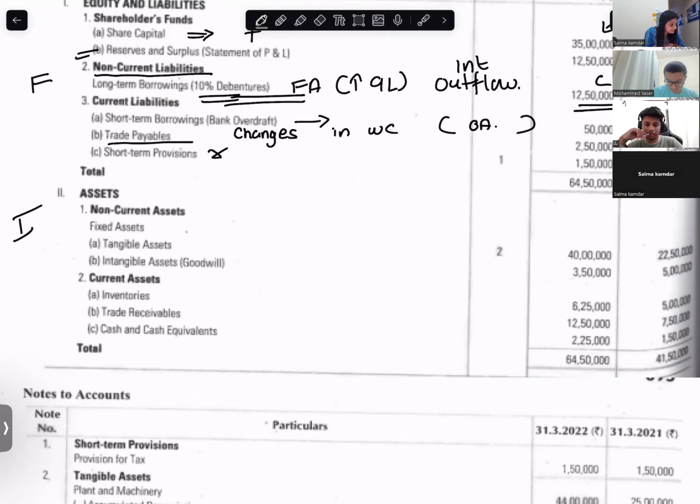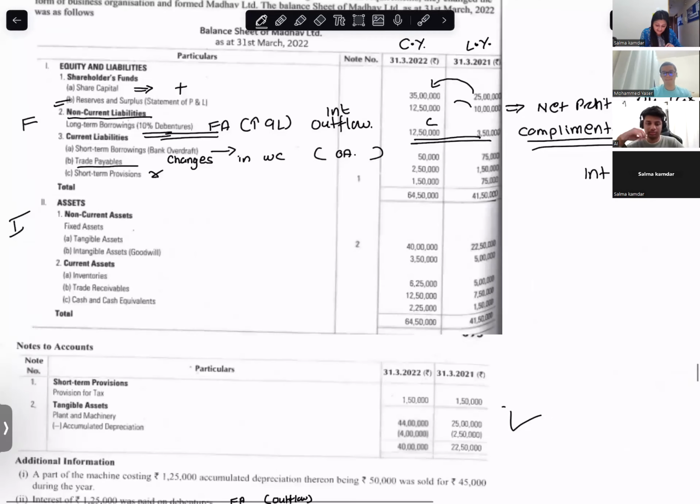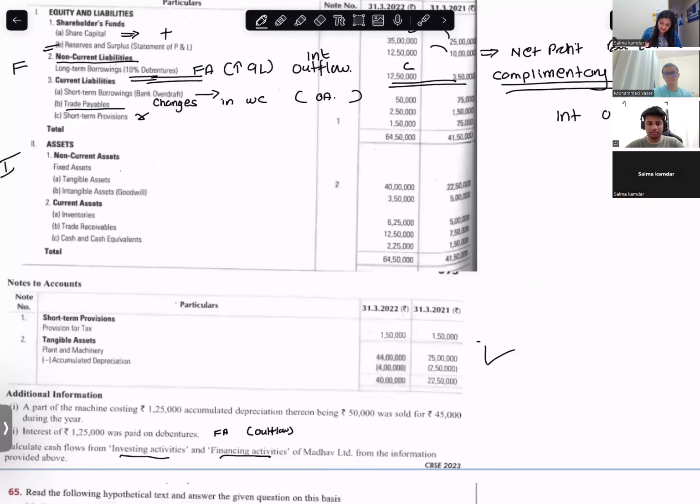Anas, are you with me? Yes, ma'am. Okay, fine. Let's go ahead for assets. Tangible asset. It has increased. Now you have to see the provision for depreciation. Have they given you the provision for depreciation separately? Additional information, depreciation, they have given us separately.